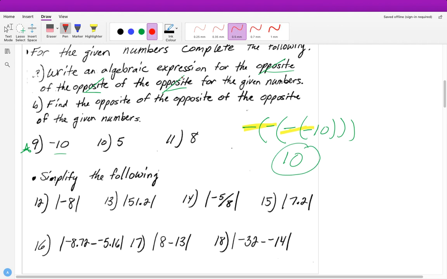Or remember, 2 opposites are going to end up canceling each other out and give us our original number. So there's 2 opposites there. And now we're just essentially taking the opposite of -10. And then the opposite of -10 is +10.